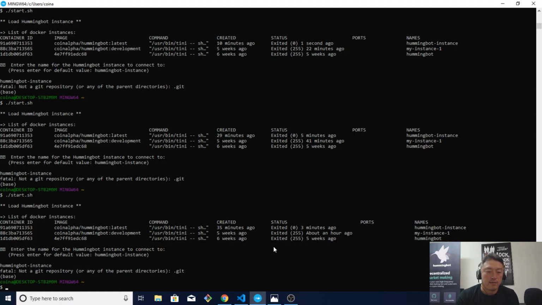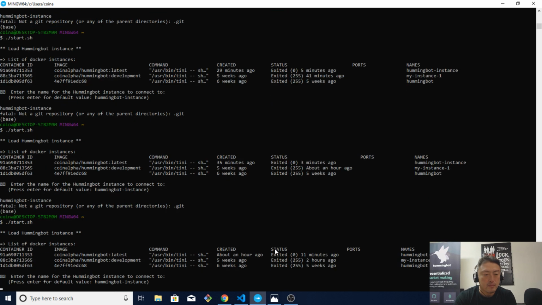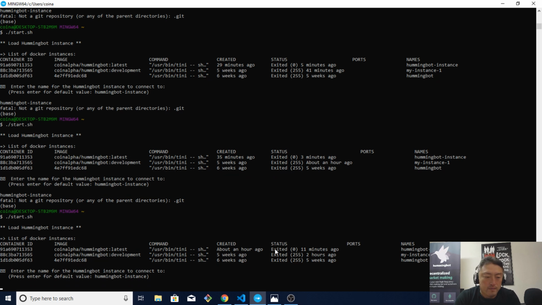So this is the Docker version of Hummingbot. We have scripts that help you install, update, and run Hummingbot. I'm going to use our start install script to run that right now. I have a few different versions of Hummingbot on this computer. There's a latest, which is the latest release. We also have a development branch. By default, you'll be running the latest branch, so I'll just hit enter.